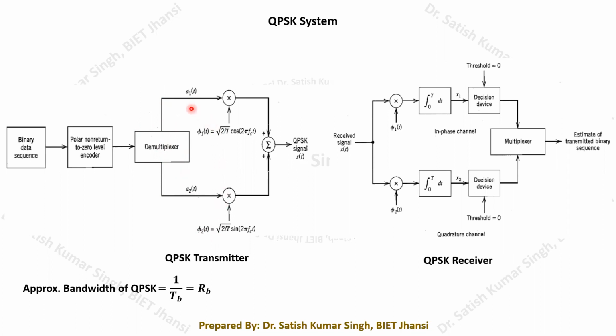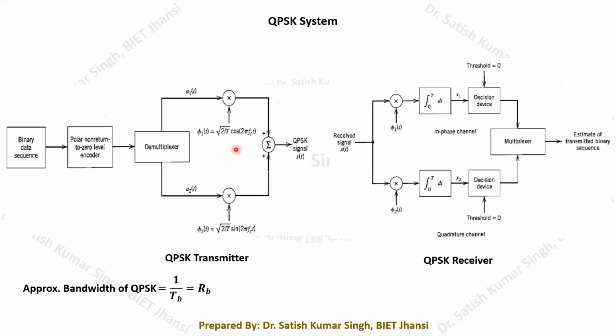Any signal is multiplied with the corresponding basis function. We have the basis function phi 1(t) equal to root over 2/T cos 2 pi fct, and the other basis function phi 2(t) equal to root over 2/T sin 2 pi fct. From their nature itself, we can see that these two basis functions are in quadrature phase, because there is a 90-degree phase shift. These are quadrature carriers, and that's why the name is quadrature phase shift keying.